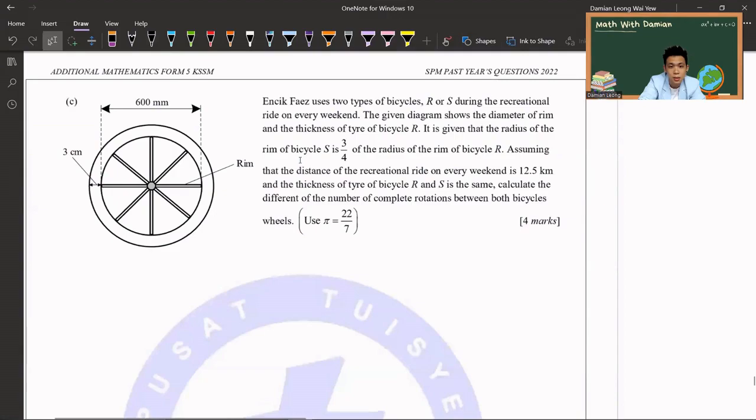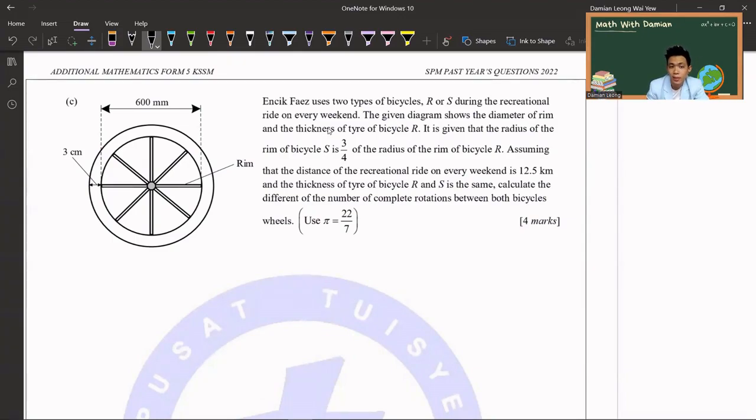Then see here, I have 2 types of bicycle, R and S, during recreational ride on the weekend. So a diameter of rim shown, thickness of the tire for bicycle R shown. So this is for bicycle R.